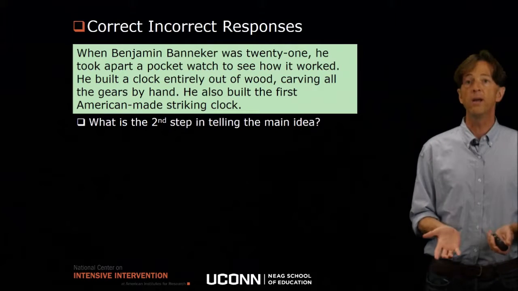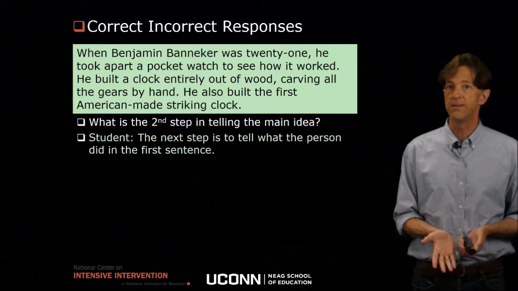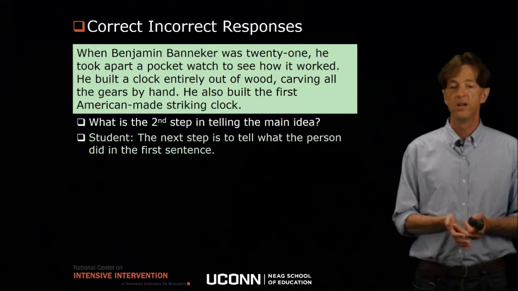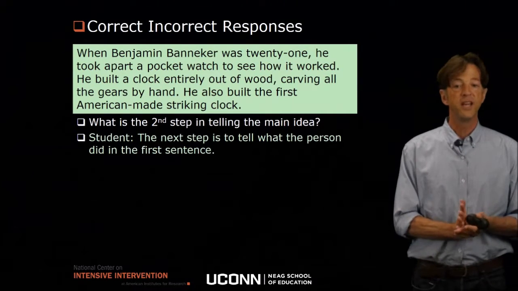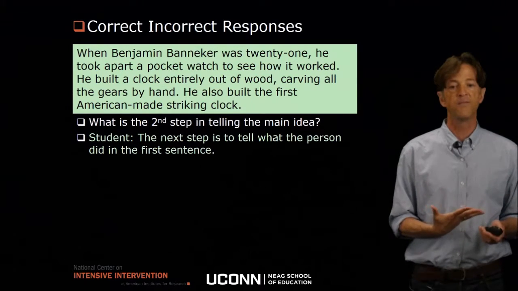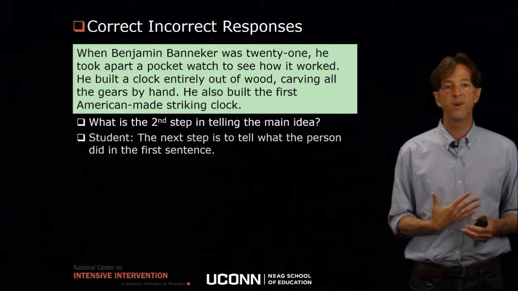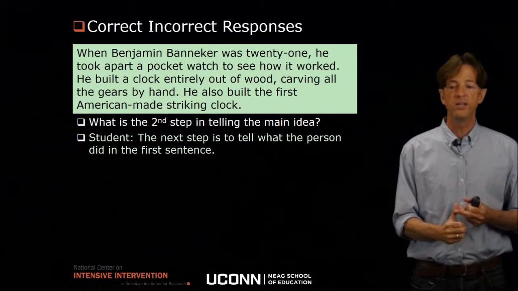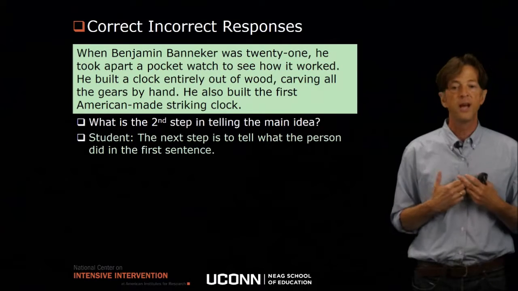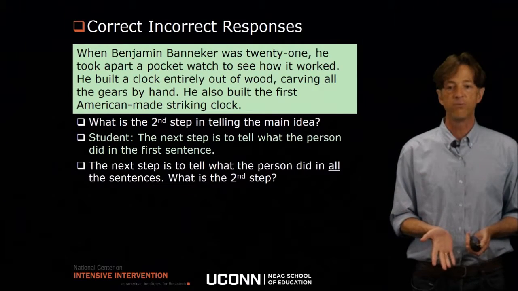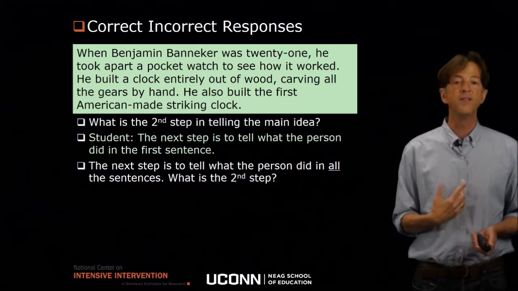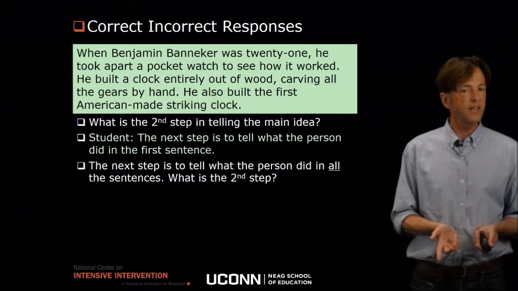So we might say, okay, what is the second step in telling the main idea? And the student says, the next step is to tell what the person did in the first sentence. So now we see where the error was. It isn't in applying the strategy, this student is mixed up in what the step of the strategy is. So now we can provide an error correction. Remember, what we do is we don't say, oh, that's wrong, or wait a minute, or think harder. We just say the correct response. So we could say, the next step is to tell what the person did in all the sentences, and then give another opportunity. So what's the second step?